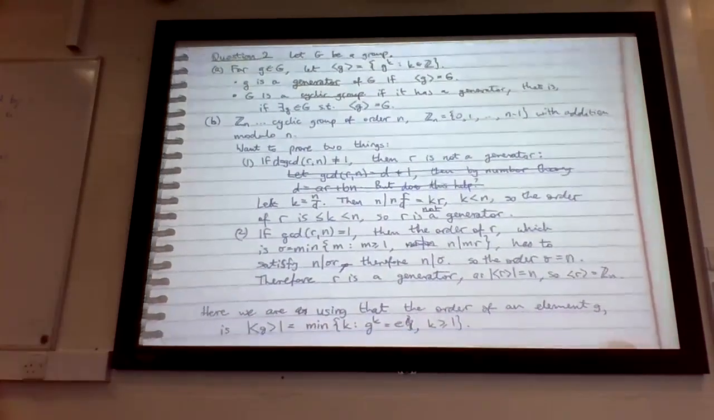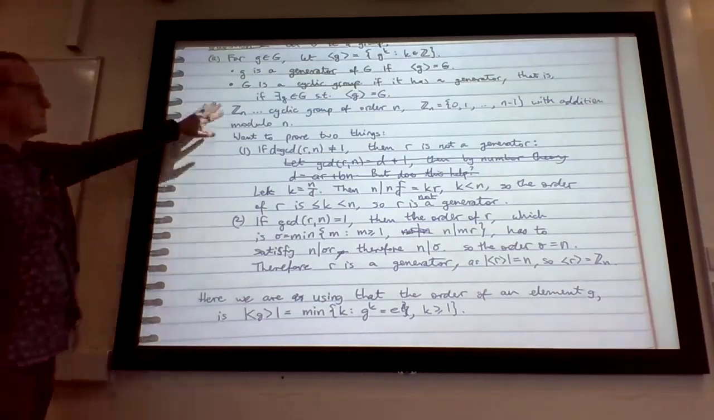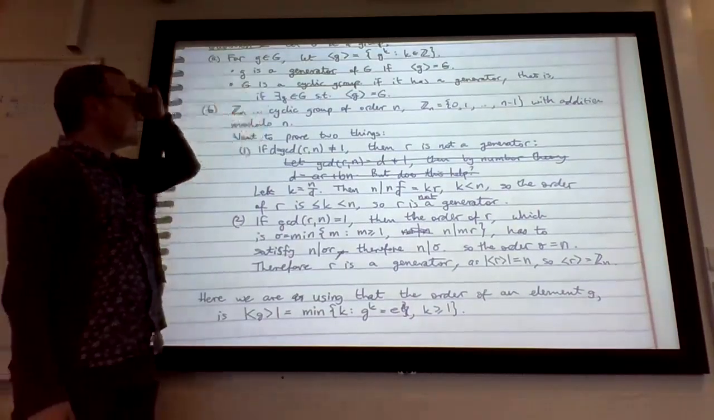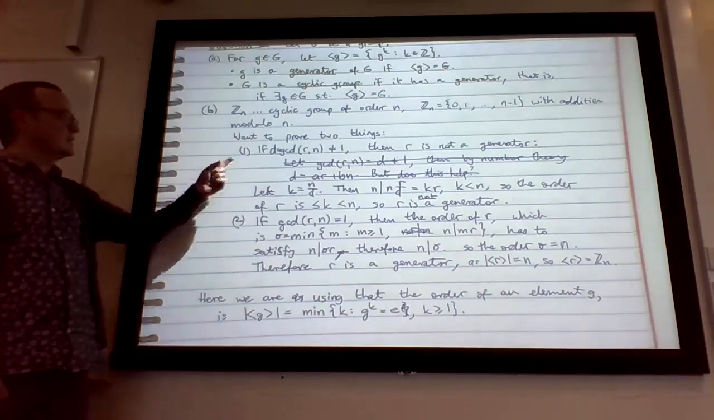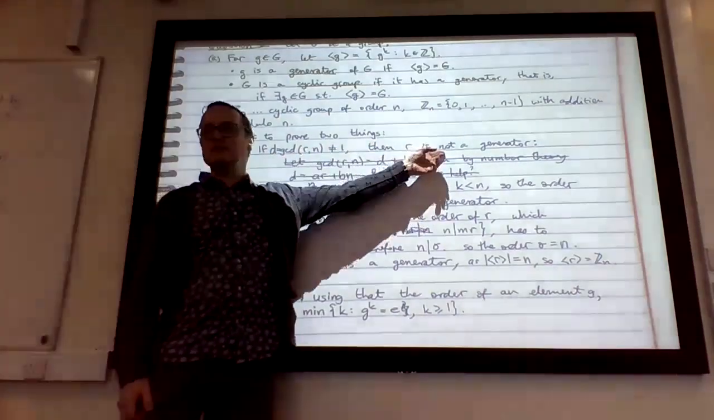So very good. So Jan is telling us about the structure of the proof. First of all, for the benefit of the reader, he reminds us what Z_n is. It's a cyclic group of order n with these elements 0 through n minus 1, but addition modulo n. And so he splits the proof up into 2 arguments. He's going to show that if something has a non-trivial greatest common divisor with n, it fails to be a generator.